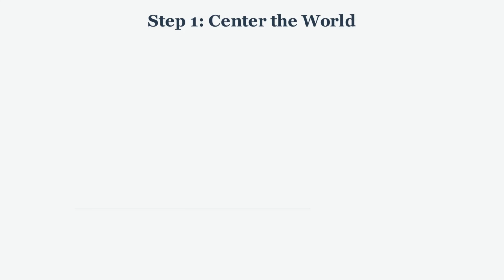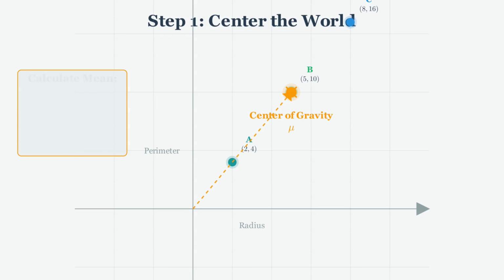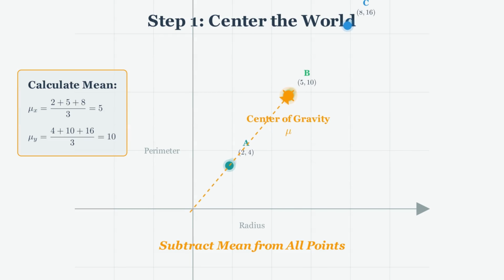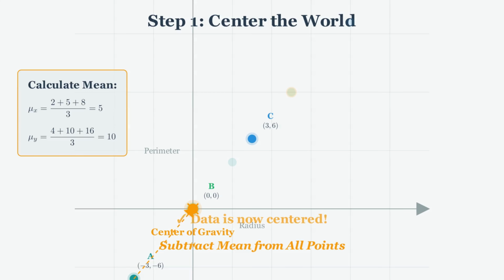Before we calculate relationships, we have to align our perspective. We find the average of our features, 5 for radius and 10 for perimeter, and we subtract them from every single point in our dataset. Watch the shift. Patient B, our middle point, moves directly to the origin, while patients A and C become mirror images across the center. By centering the world, we ensure that every ounce of variance we measure is relative to the heart of the data.